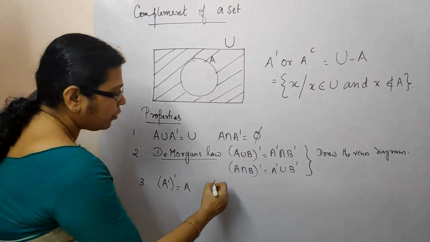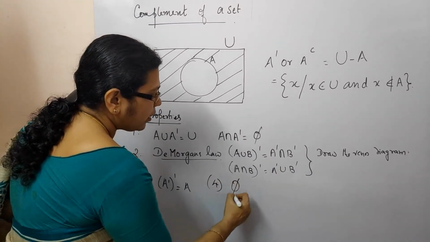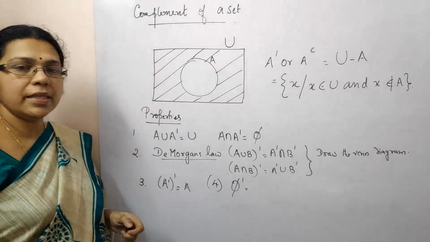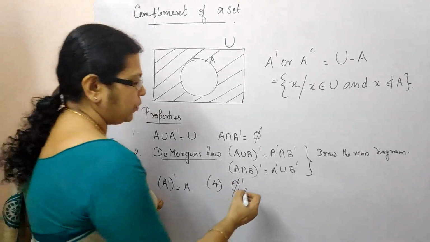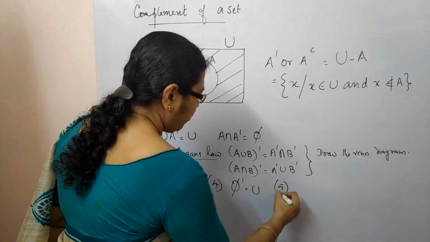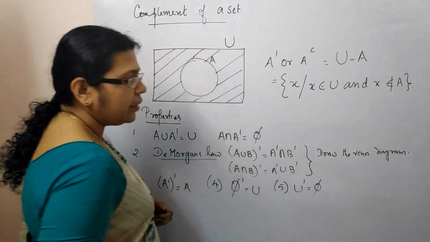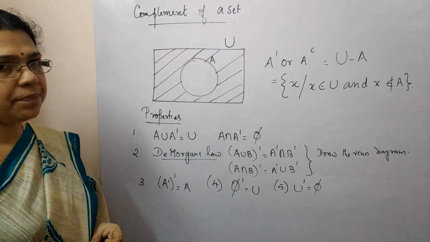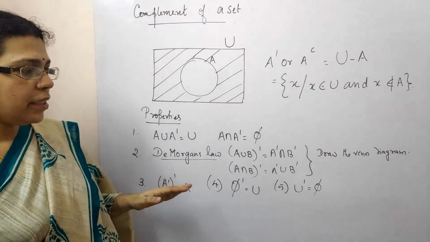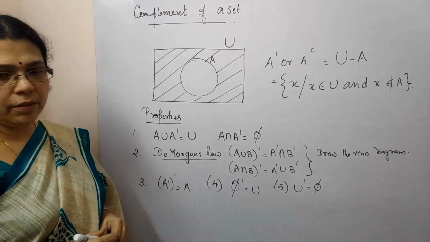Now the fourth one: what is the complement of the null set? It is U. And what is the complement of U? It is the null set. Am I clear? Okay.